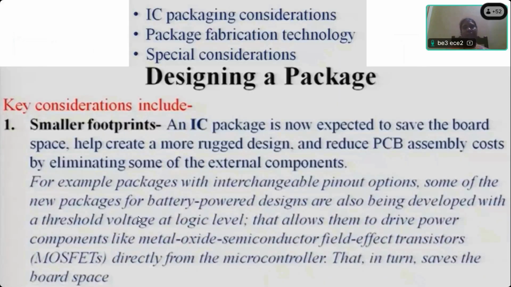Now coming to this, what we will discuss: IC packaging considerations, package fabrication technologies, different types of package fabrication technologies, and special considerations, what all we have to give. While designing a package, we should give importance to smaller footprints.